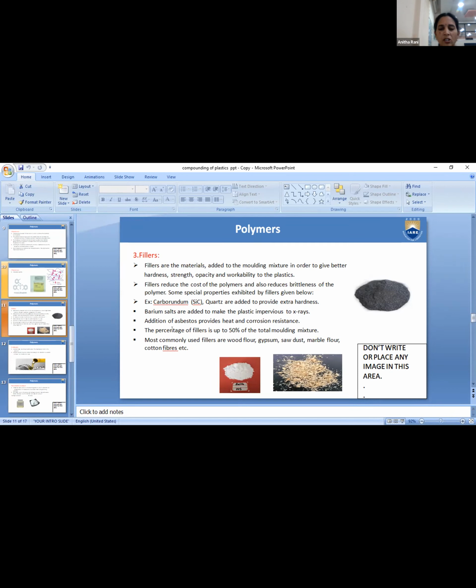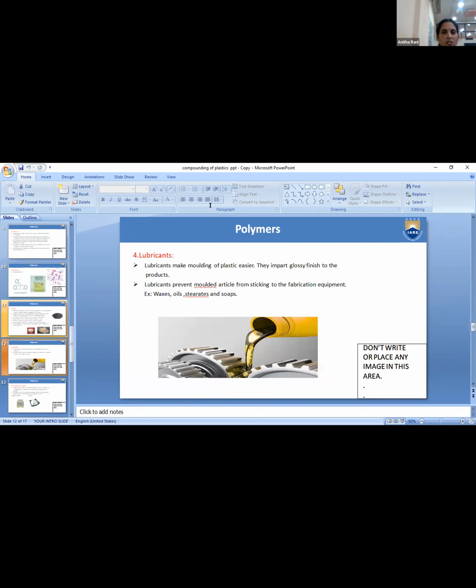Next, other examples of fillers we can use: wood flour, gypsum, sawdust, marble flour, cotton fibers. At least two or three you remember. From these commonly used fillers, you write at least two. So this is about fillers, to improve the hardness of the plastic, to increase the strength, and to get a good finishing product, we will add fillers to the polymer resins. So next is lubricants, students.